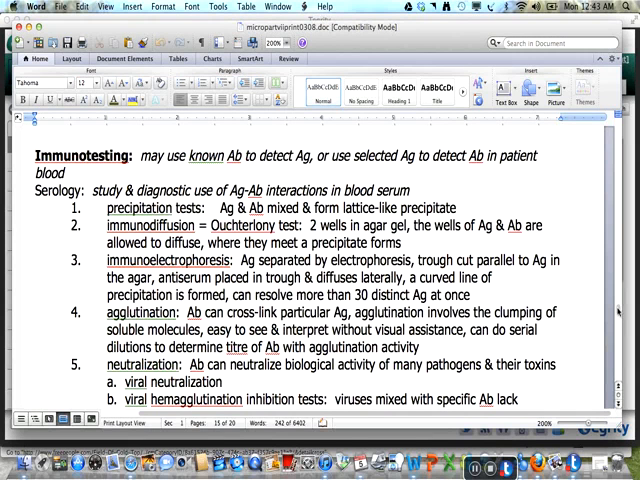In immunodiffusion, or the Ouchterlony test, two wells are made in an agar gel. The wells are filled with antigen and antibody and allowed to diffuse. When they meet, if a precipitate forms, they are complementary.